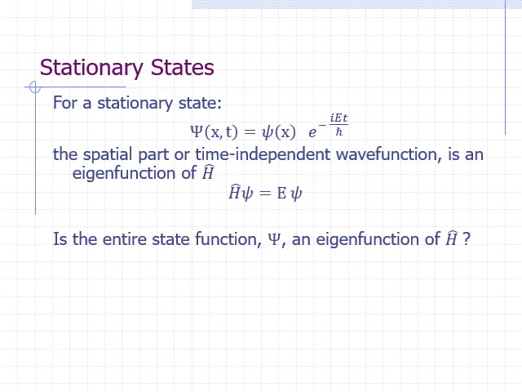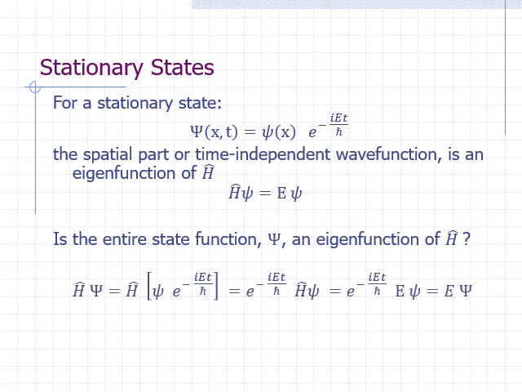How about the entire function itself? Is it an eigenfunction of the Hamiltonian operator? Let's see. Applying H hat on big psi means applying it on the product of the spatial part and e to the negative iEt over h bar. Remember that stationary states exist in cases where the Hamiltonian operator does not affect time. So we can pull out the time-dependent factor from the Hamiltonian operator since the operator is linear.